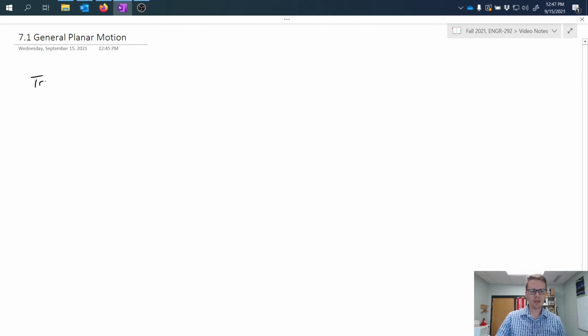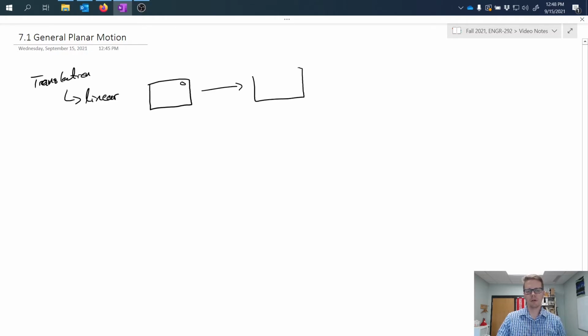So far we've talked about translation, and within translation we can think about linear translation. So linear translation is an object moves from one position to another, and as that occurs, a point on that object, which I've arbitrarily identified with this circle, travels in a straight line between those two locations.